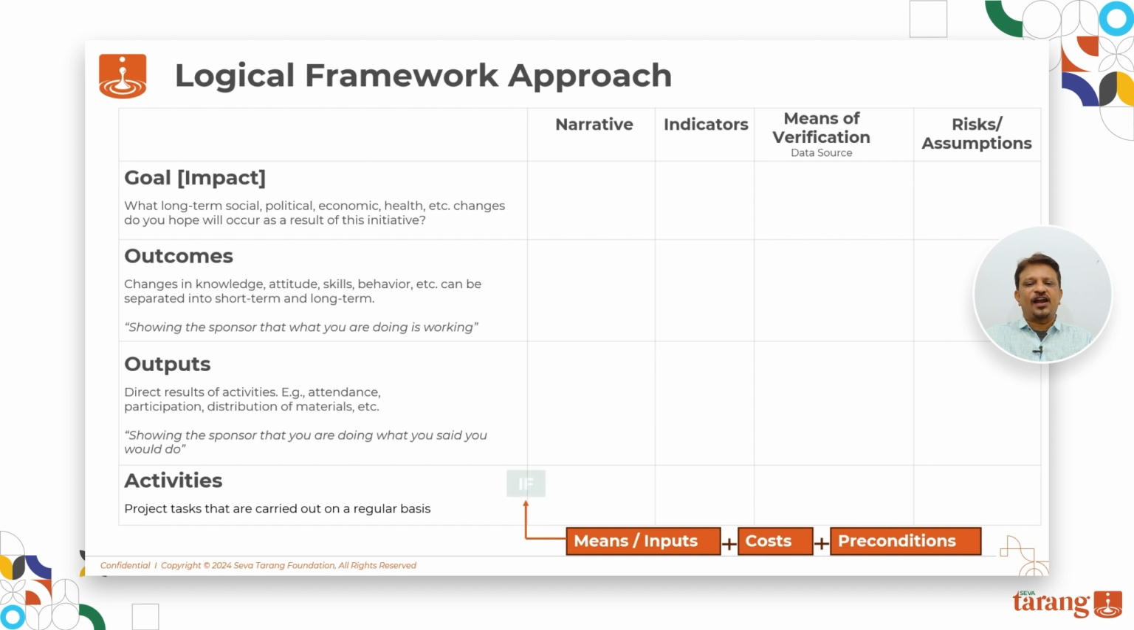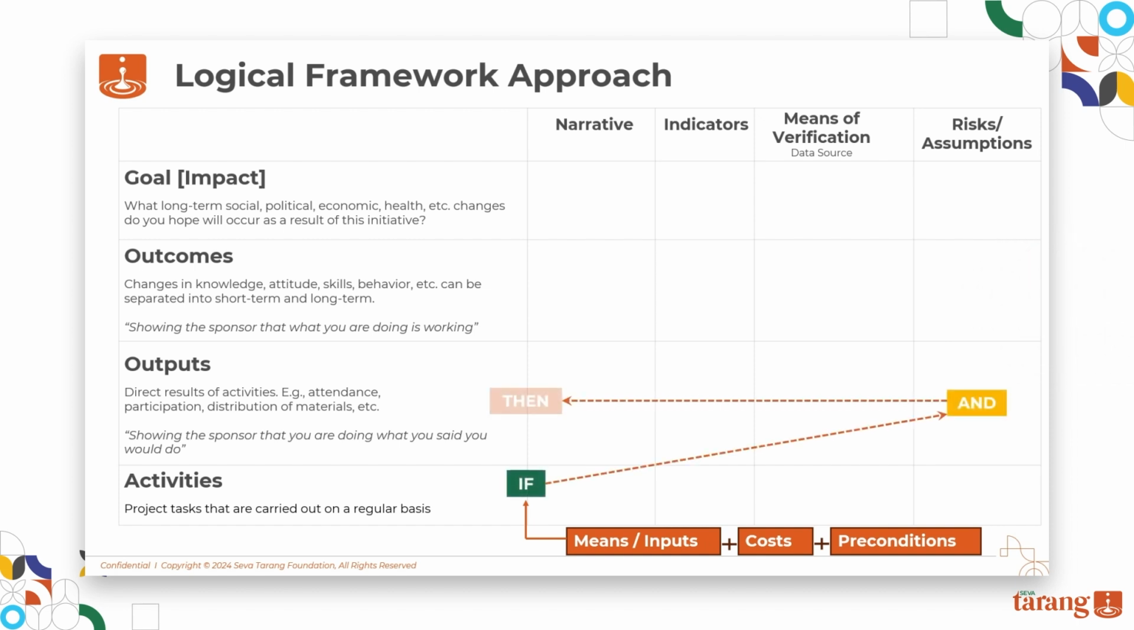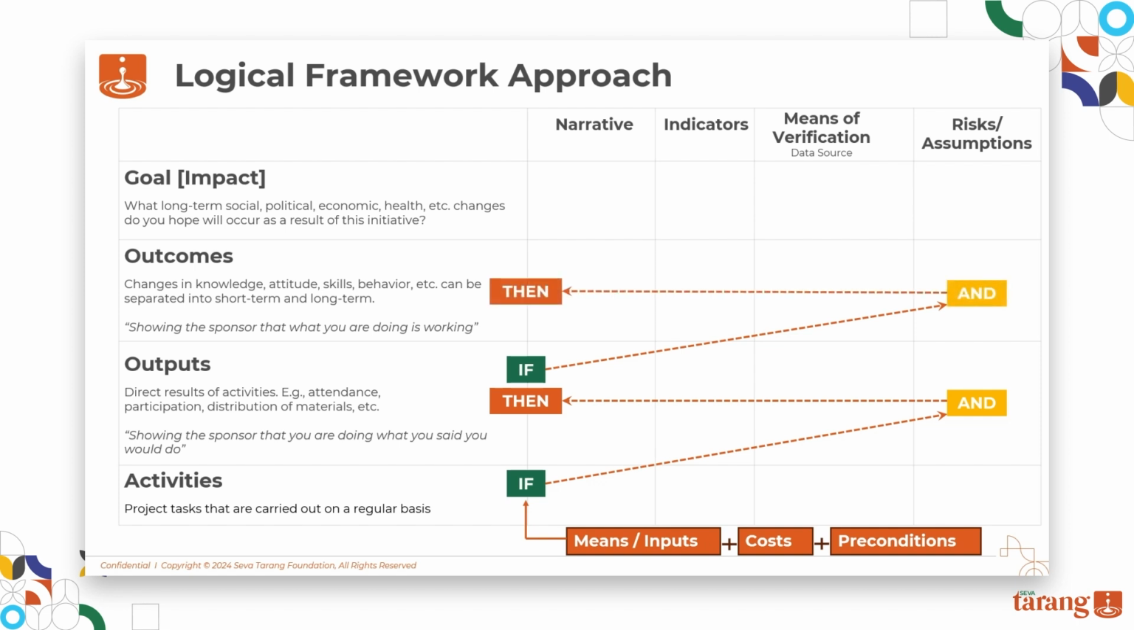If the activities are undertaken and the assumptions hold true, then the intended outputs will be created. If these outputs are delivered and the assumptions hold true, then the purpose will be achieved. If the purpose is achieved and the assumptions hold true, then the intervention will contribute to the overarching goal.